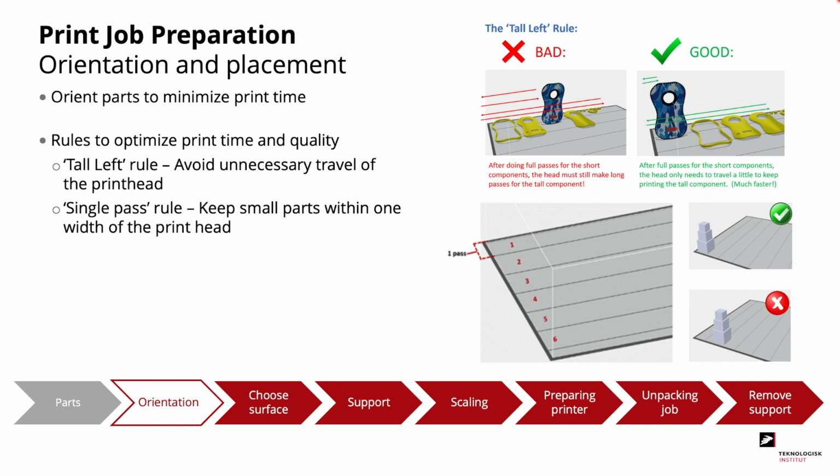And the goal is to orient the parts so we minimize the print time. There are two rules to optimize the print time and the print quality. The first rule is the tall left rule, and that means that you place tall items on the left of the platform instead of in the middle, as you can see in the picture below. You do this to avoid unnecessary travel of the printhead. The second rule is the single pass rule, and this is that you keep small parts within one width of the printhead, as you can see in the images in the bottom right corner.